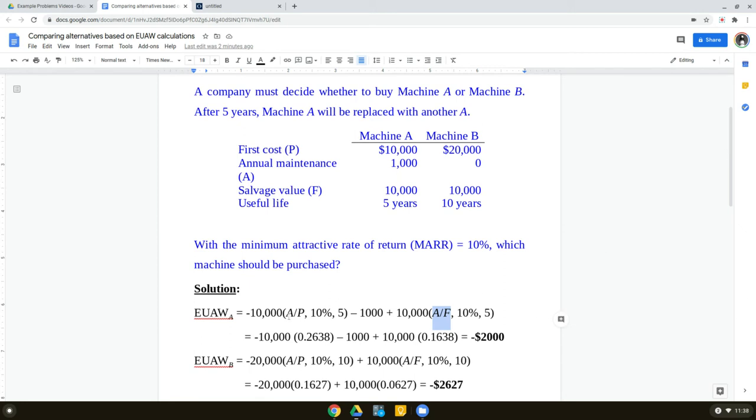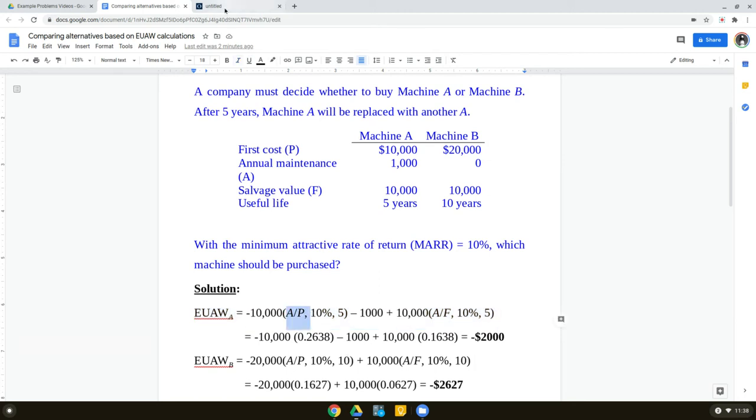For the first 5 years, whatever EUAW, equivalent uniform annual worth, we get, that's going to be the same from year 6 onwards, because we are replacing it with a similar machine and it has similar cash flows. So we don't need to do any further calculations in that regard, right? So now let's find the factor values.